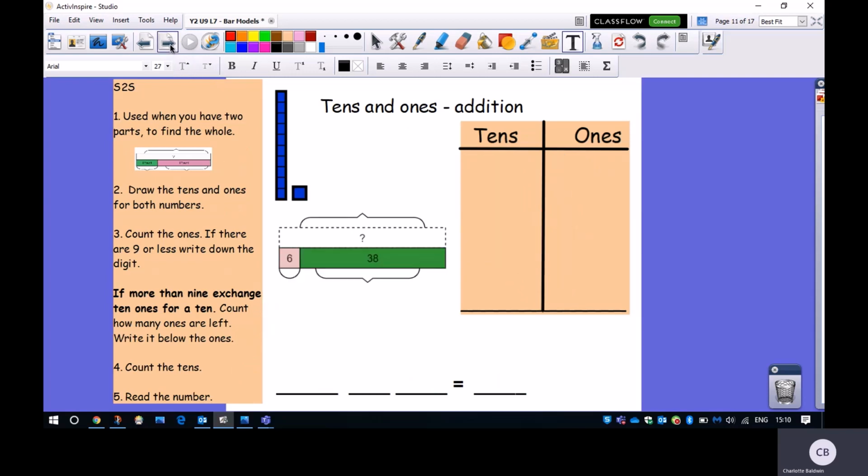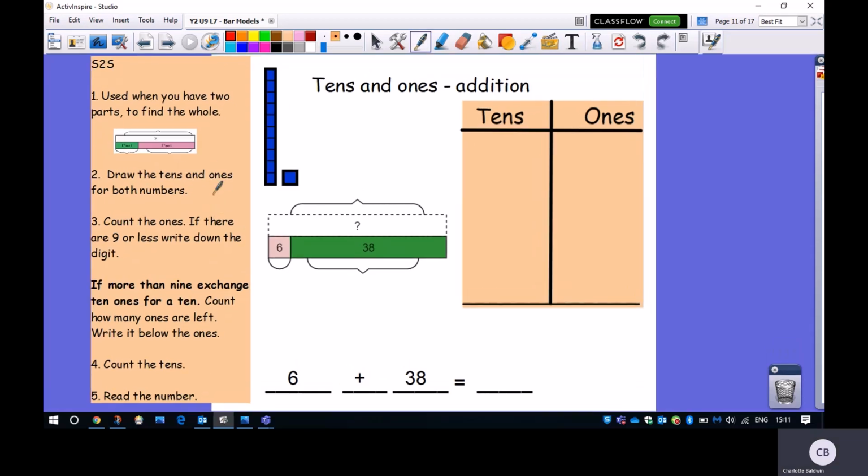This time you're going to help me. What was the first step? Yes, I need to work out what the calculation is. What is the calculation this time? You're right, it's 6 add 38 or 38 add 6 because I have 2 parts and no whole. I'm trying to find out the whole. So whether you said 6 add 38 or 38 add 6, you were absolutely right.